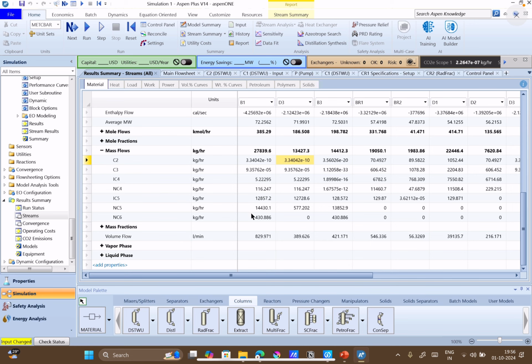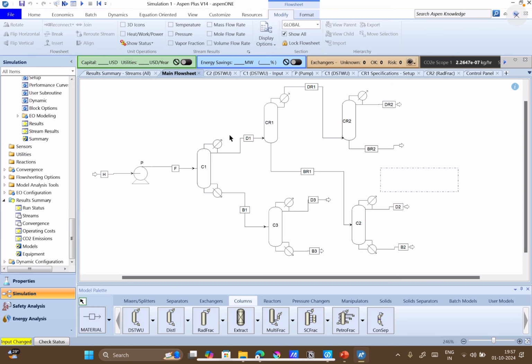So mainly NC5 and NC6, that will be heavier components compared to the isopentane, right? So they are going into the bottom product, while the top has mainly isopentane and some of the lighter components. Some NC5 went into that because that is a separation efficiency point. We can change the distillation column parameters to increase or decrease the fraction. Okay, so this is how the separation of C2 to C6 components has happened.